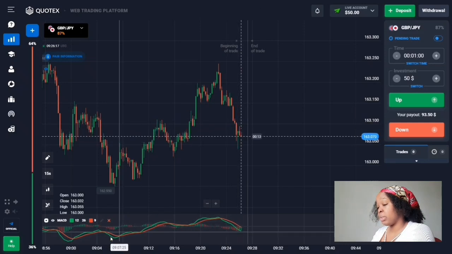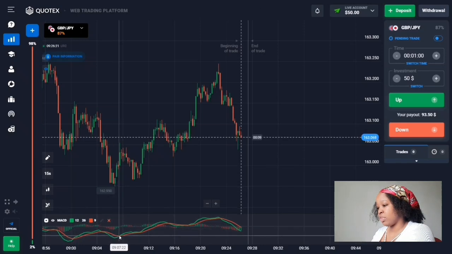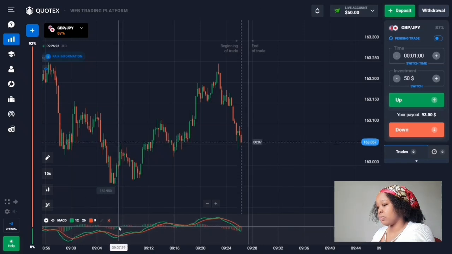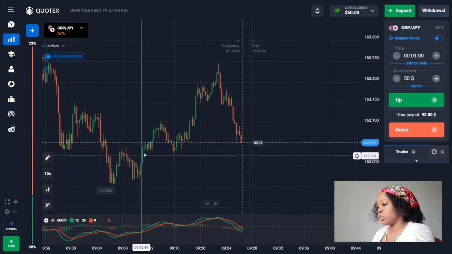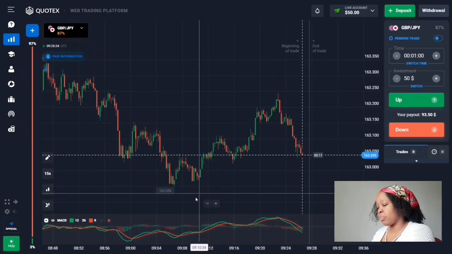Also, there is another moment to enter the market. For example, when the green moving average is crossing the red one from bottom to top, and there is also a green histogram on the horizontal line, this will signal that upward movement will happen soon. So here you will have to enter an up trade.